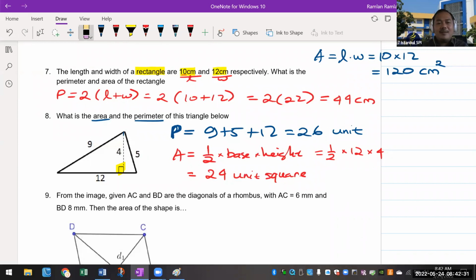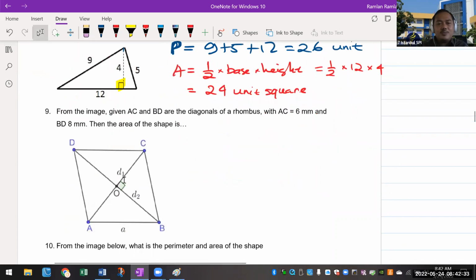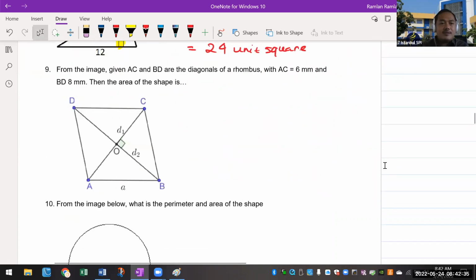Okay, we still have 3 more minutes. I hope 2 questions will be covered. Okay, saya langsung jelasin aja ya. Number 9. Okay, number 9 from the image, AC and BD are the diagonals of the rhombus. AC is 6 and BD is 8. The area of the shape.